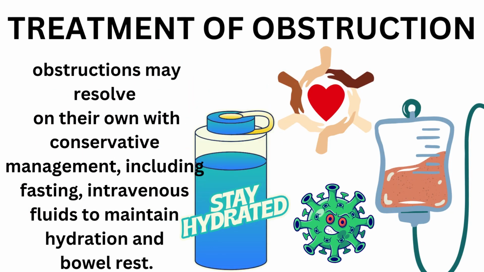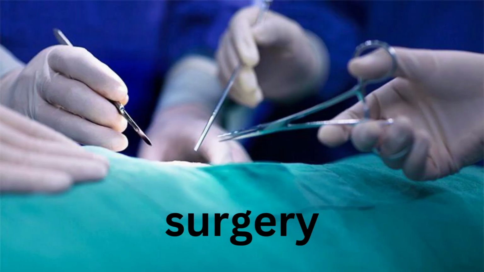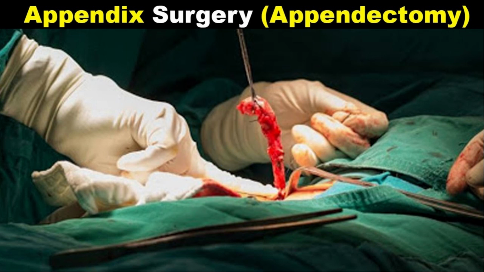Obstruction treatment. The treatment for an obstruction depends on its underlying cause, location, and severity. In many cases, partial obstructions may resolve on their own with conservative management, including fasting, intravenous fluids to maintain hydration, and bowel rest. However, complete or severe obstructions often require medical intervention. This may involve the placement of a nasogastric tube to decompress the stomach and relieve pressure, as well as addressing the specific cause of the obstruction, such as surgery to remove a tumor or adhesions causing the blockage.